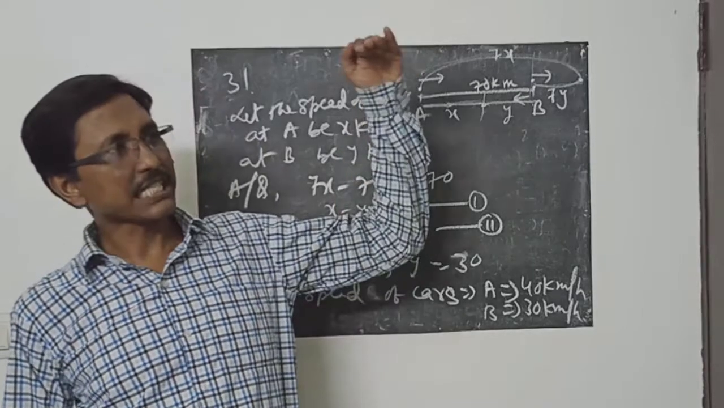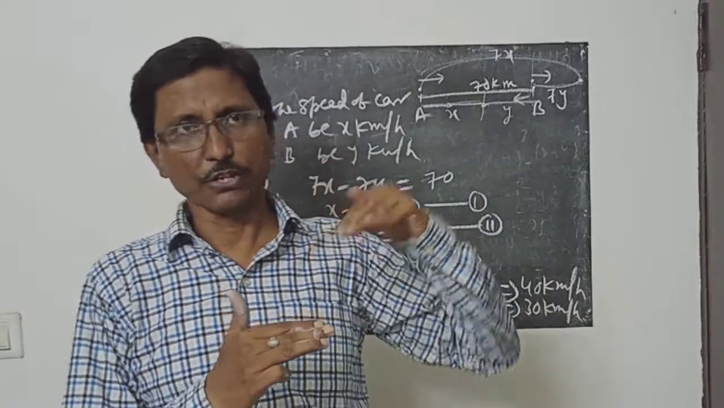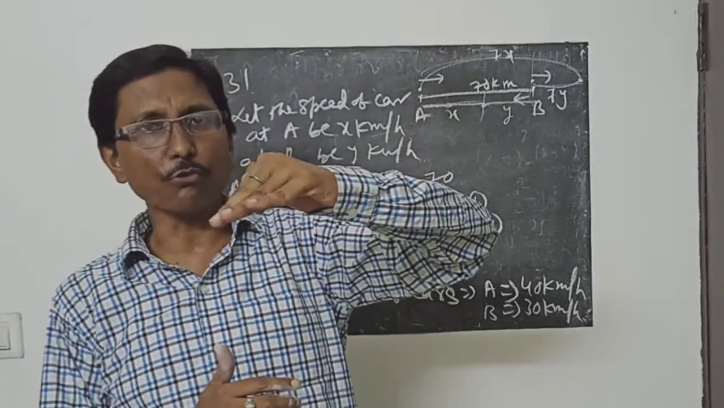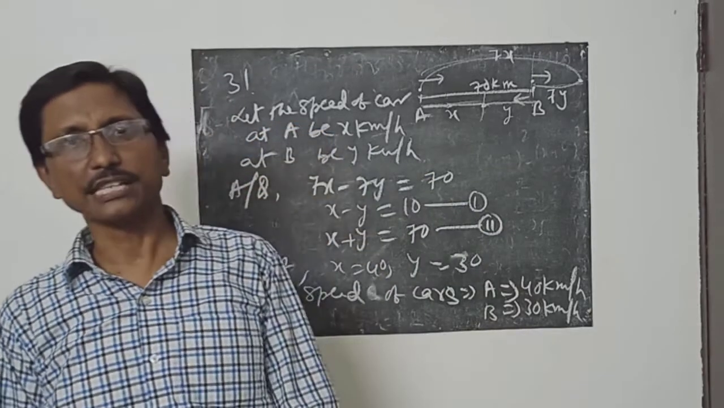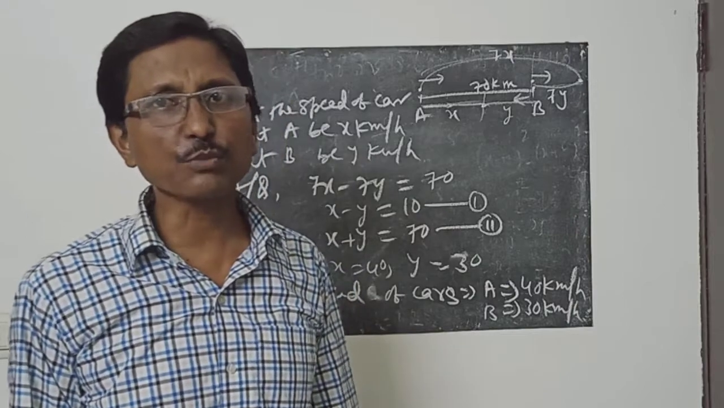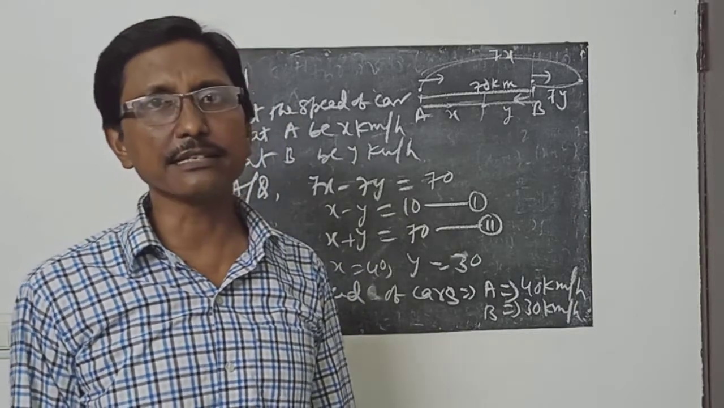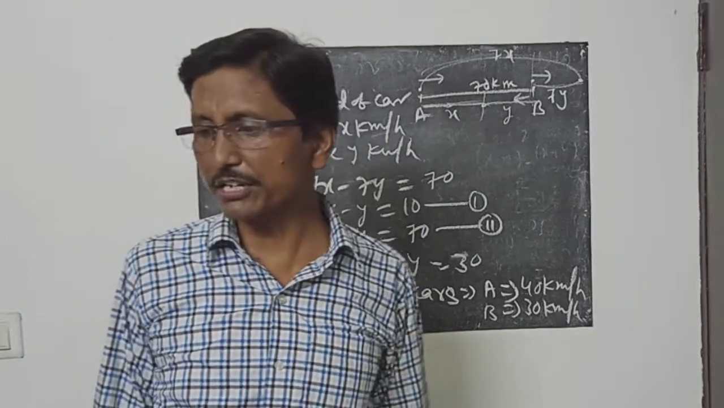And if the boat is going against the stream, the stream is flowing downwards and the boat is going upwards, that means against the speed. That is called upstream, the upward direction. So that time the speed will be deducted, decreased by the speed of the stream. That is minus it will be.